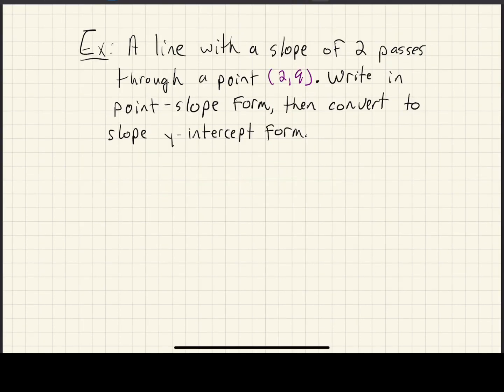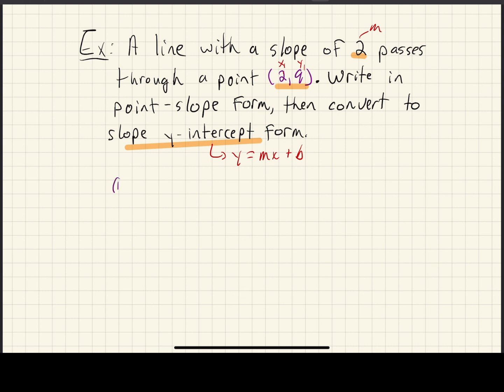Another typical question we could get would be like the one over here, where we say a line with a slope of 2 passes through the point (2, 9). Write in point-slope form, then convert to slope y-intercept form. For those that are unfamiliar with what that is, that's the signature y equals mx plus b format. So remember, if this is a point that is not the y-intercept, then the 2 is going to be the x1, the 9 is going to be the y1, and this is going to be the m value.